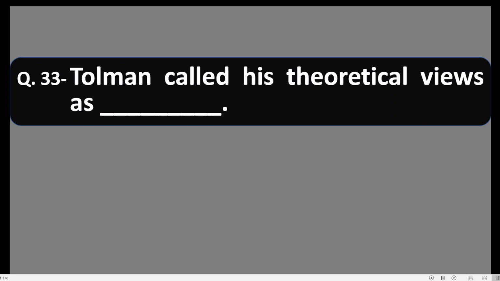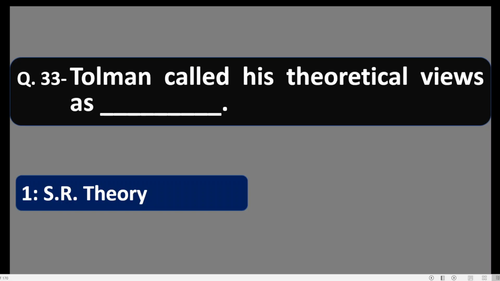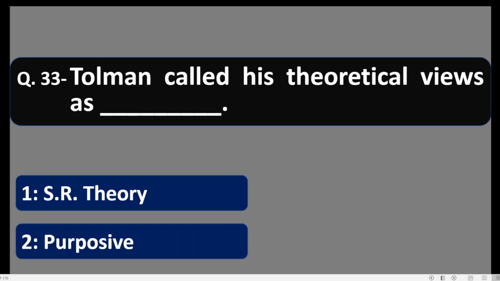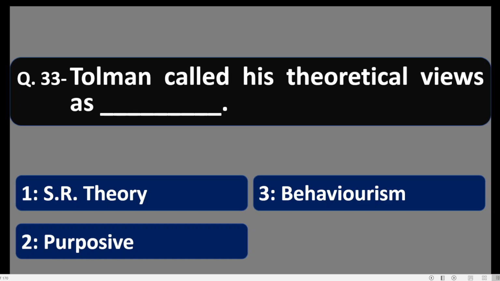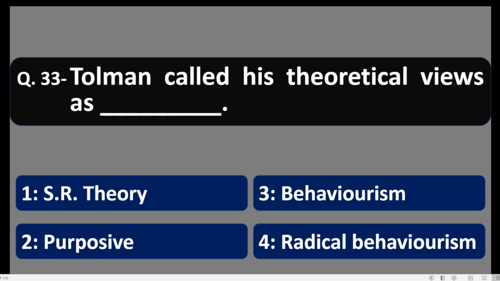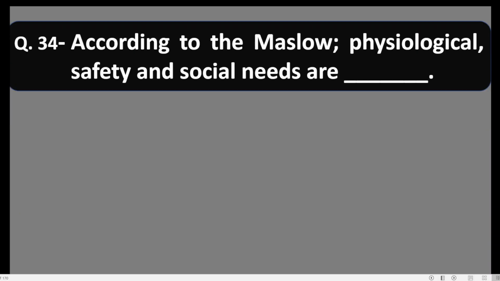Question 33. Tolman called his theoretical views SR theory, stimulus response theory, purposive behaviorism, or radical behaviorism. Friends, Tolman called his theoretical views purposive behaviorism. Option 2 is correct.